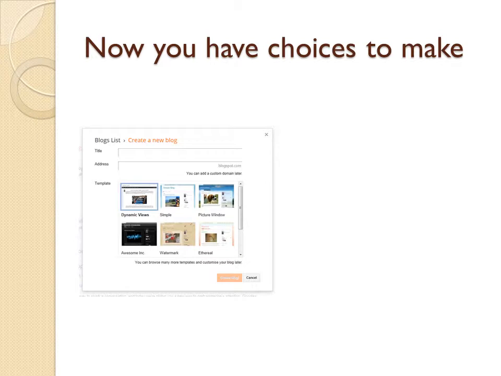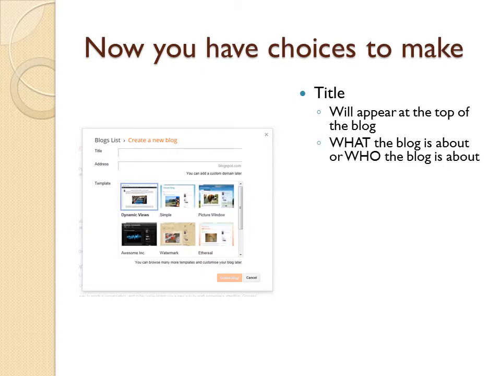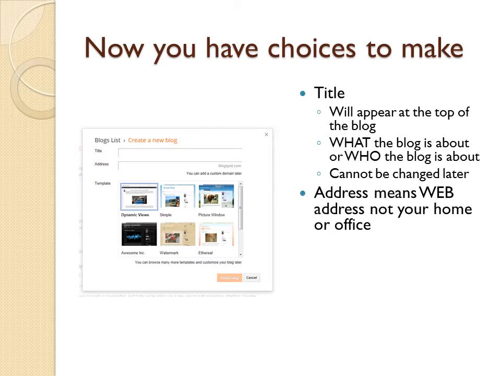This is where it gets clunky. This is Blogger Demonstrator at gmail.com. So when you pick the title, it's going to appear at the top of your blog automatically. It's going to tell what the blog is about or who the blog is about. It cannot be changed later. You need to remember that. Once you do this, it is carved in stone.